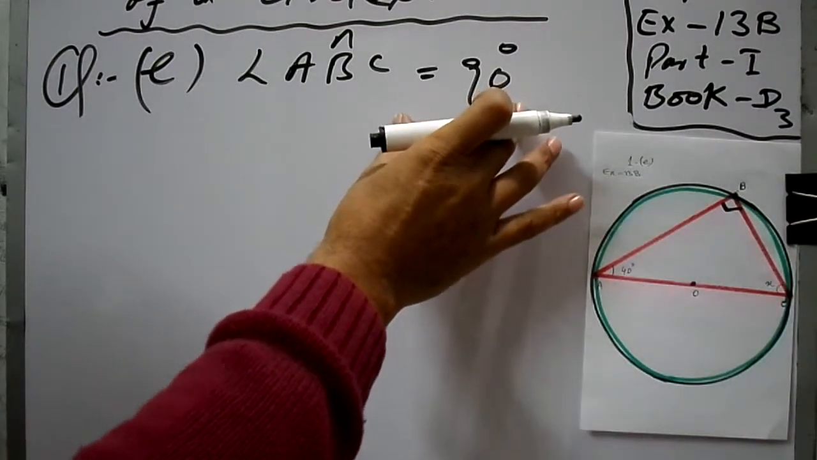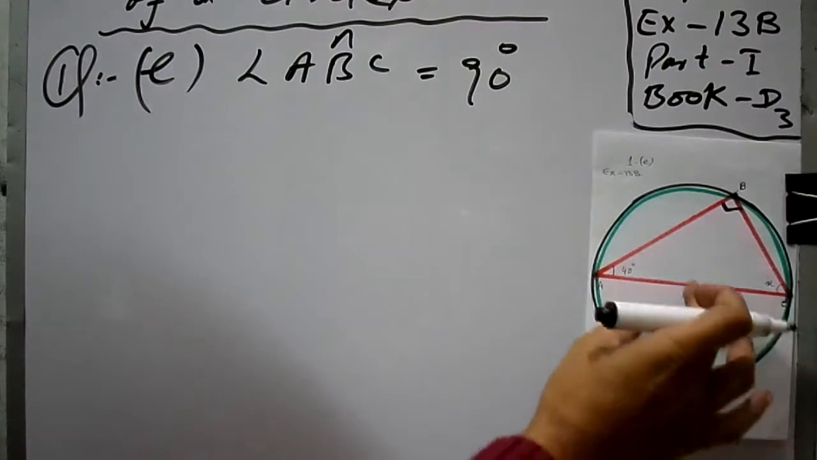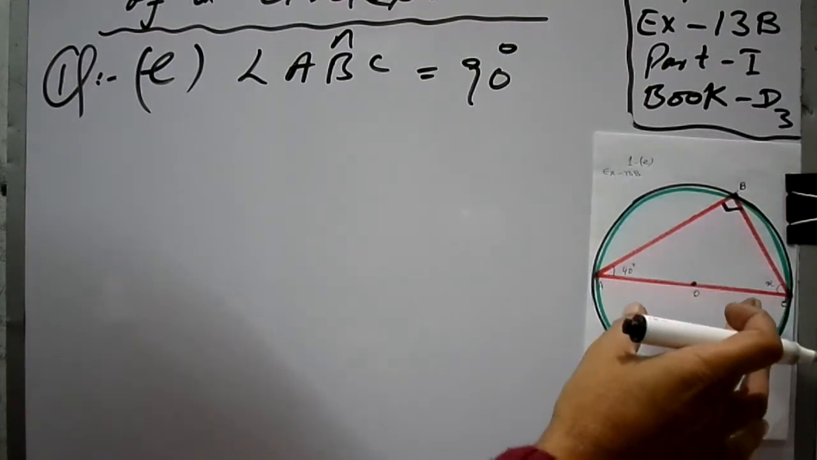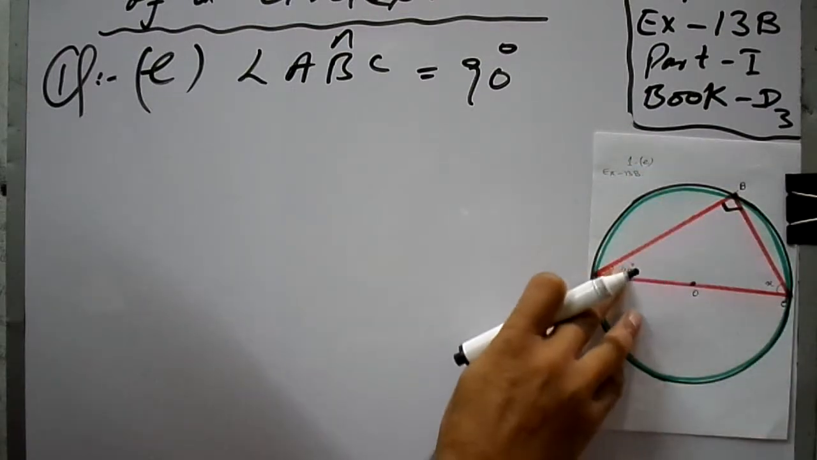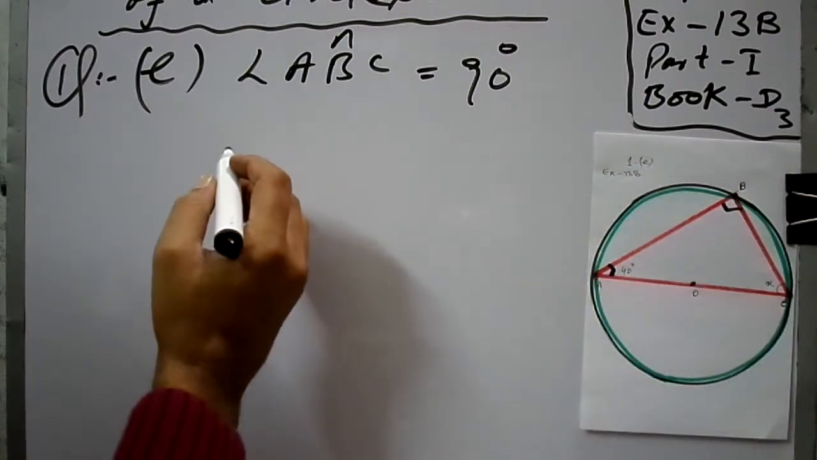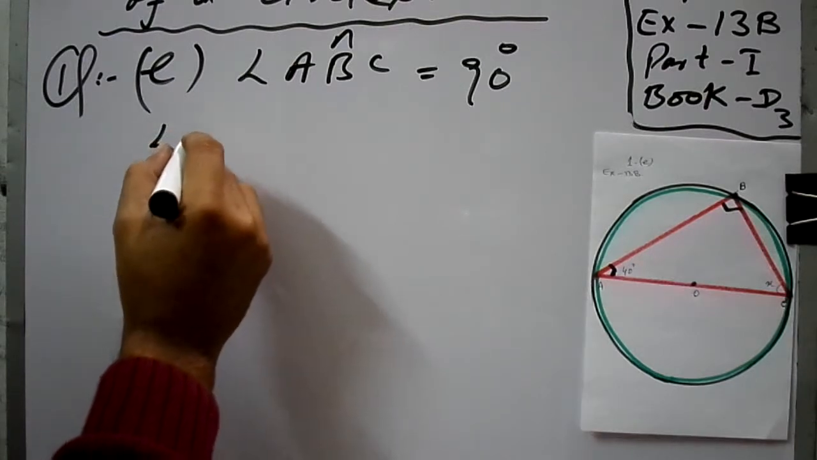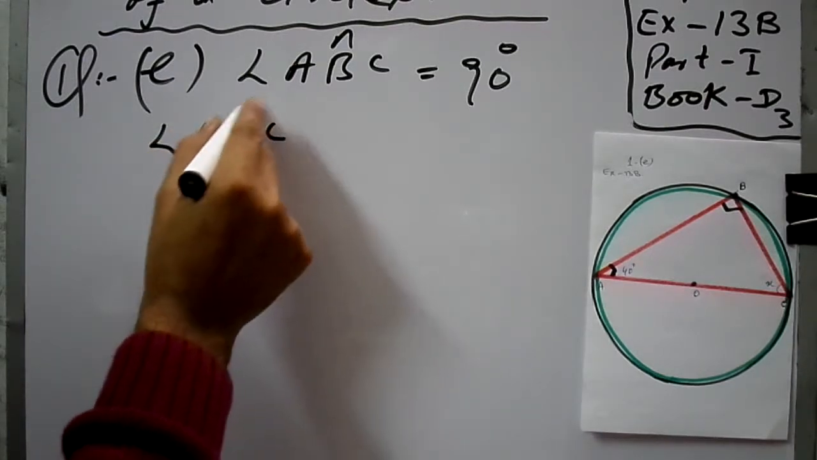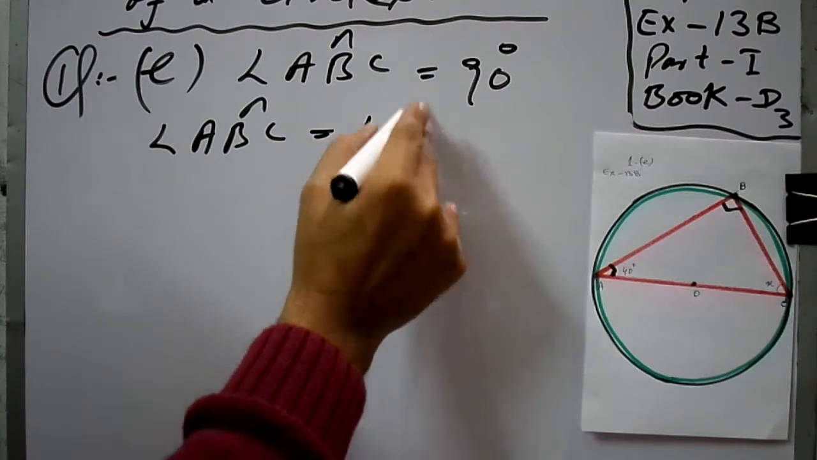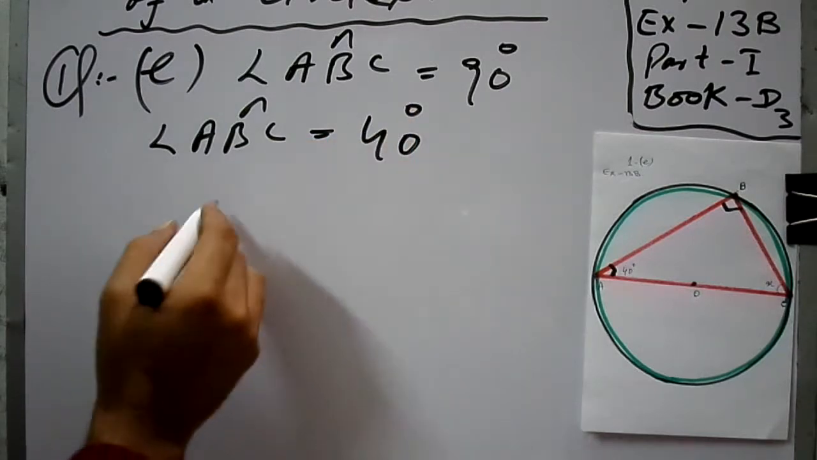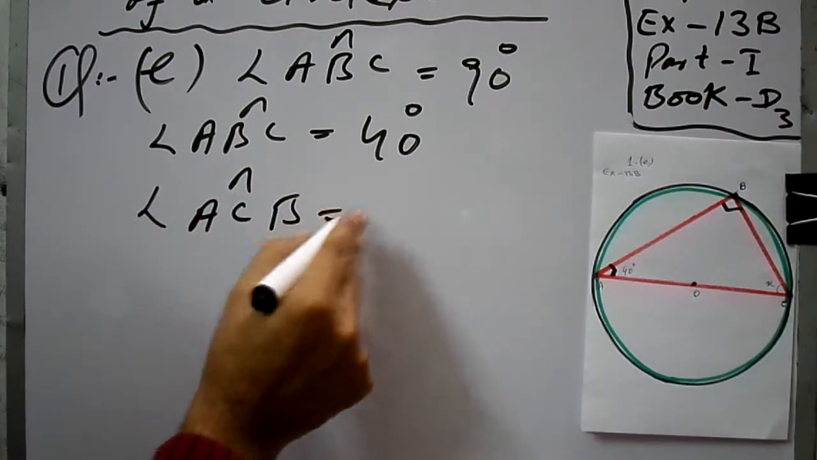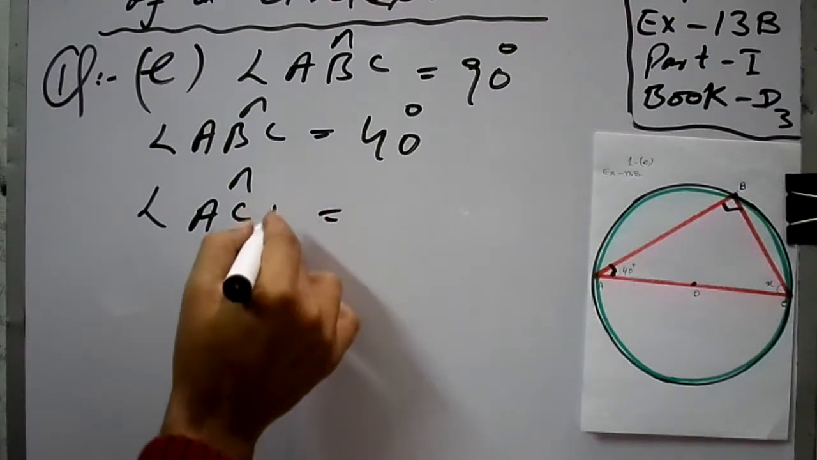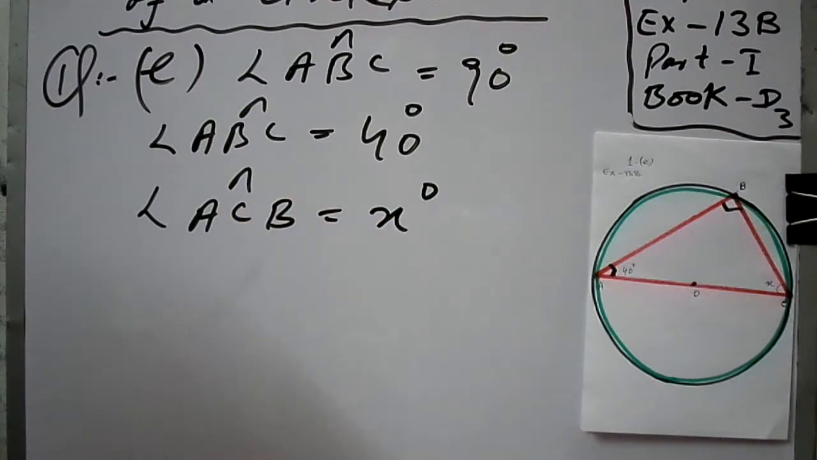So the angle subtended by the diameter of a semicircle is 90 degrees. So you should write here angle ABC, which is equal to 90 degrees. And the angle ACB is equal to x degrees.